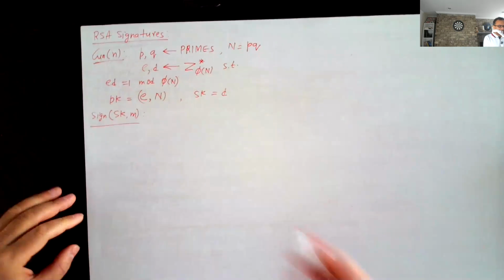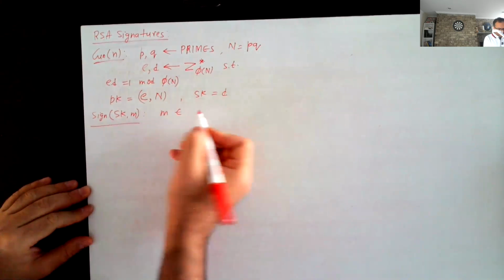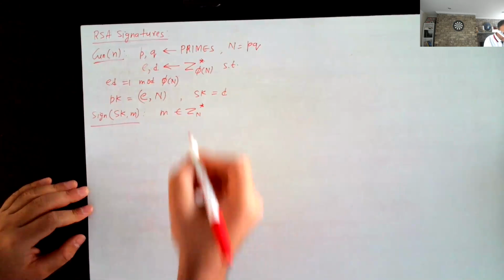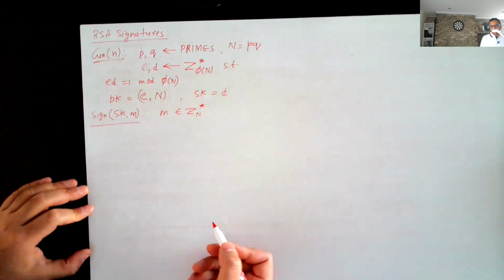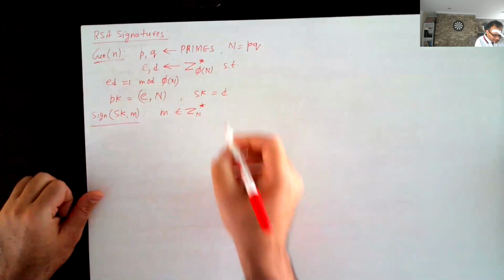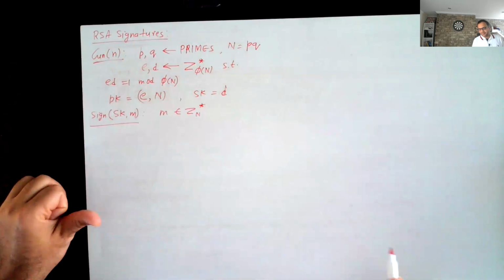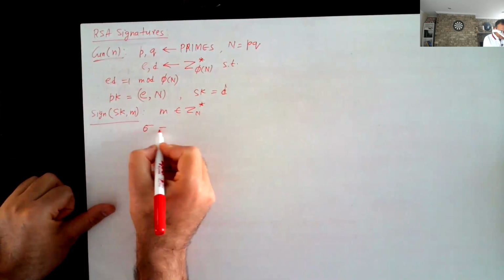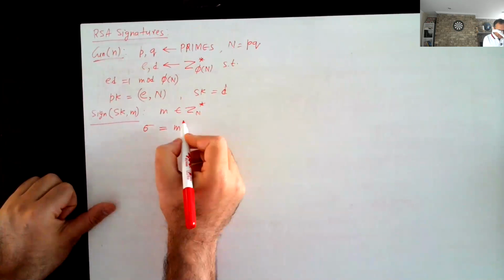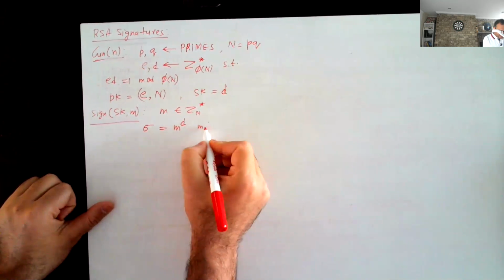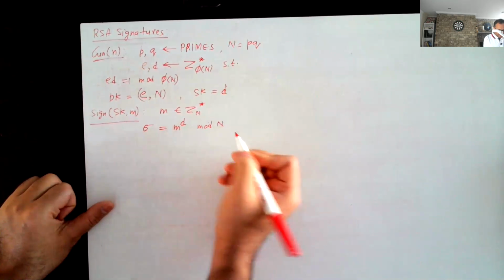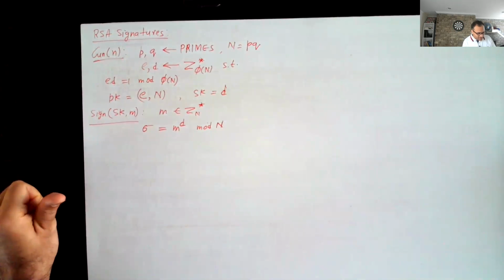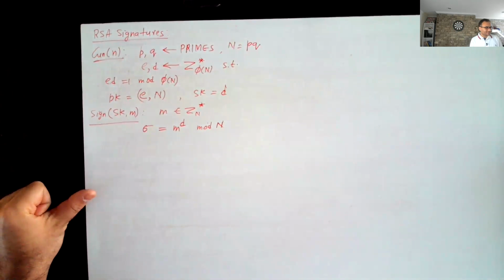How do you sign a message? The message must be part of ZN star, just like the RSA encryption. And to sign a message, you just encrypt it, except that you use D instead of E. So your sigma is m to the power D mod n. And as I said, the scheme is actually insecure, and I'll ask you why it is insecure.